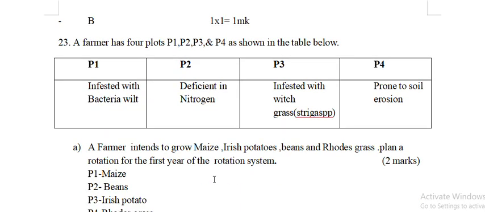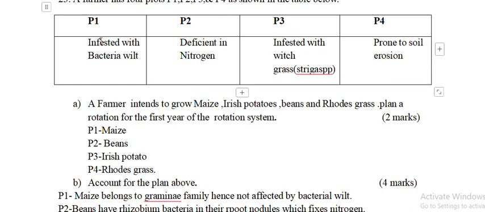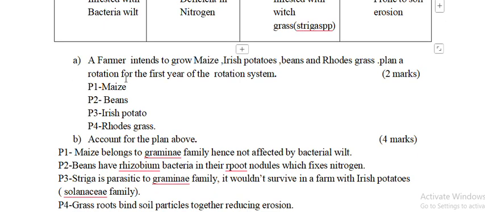Question 23. A farmer has 4 plots, P1, 2, 3, and 4 as shown. P1 infested with bacterial wilt, then P2 deficient in nitrogen, P3 infested with witchweed of the striga species, P4 prone to soil erosion. A farmer intends to grow maize, Irish potatoes, beans and Rhodes grass, and plan a rotation for the first year of the rotation system.